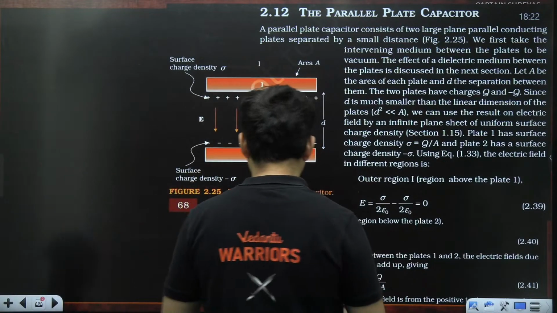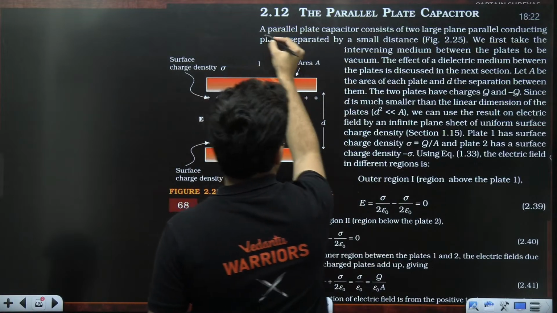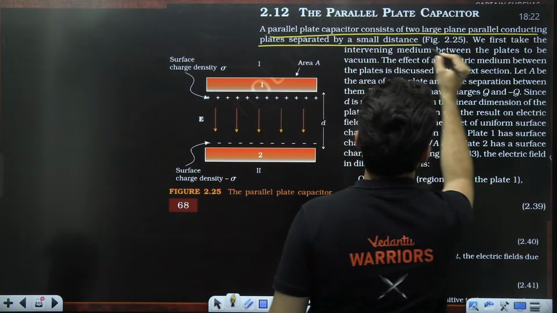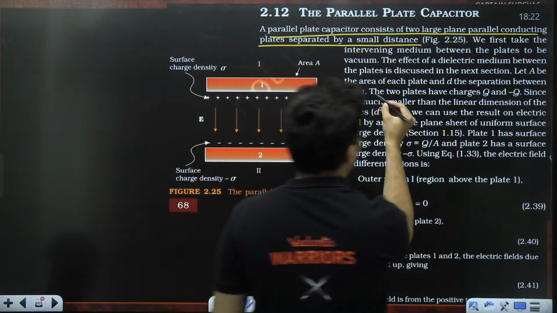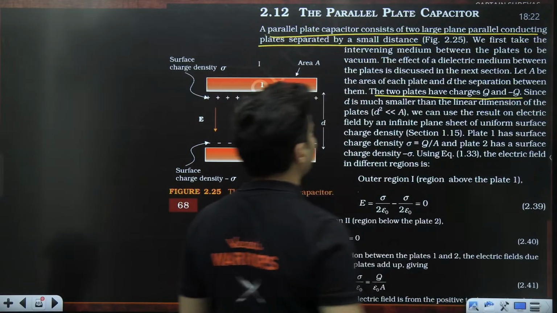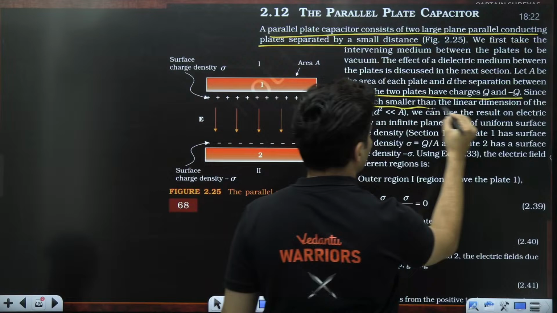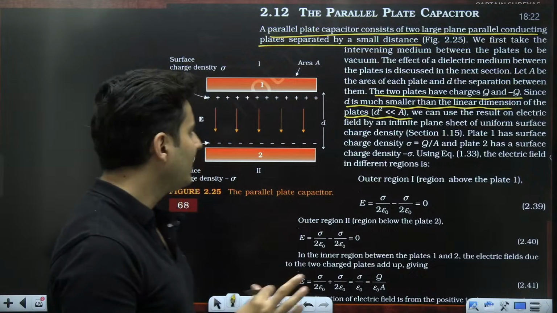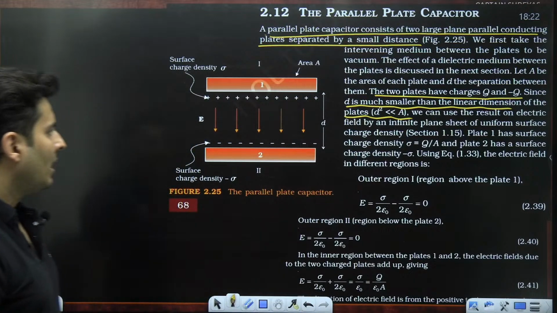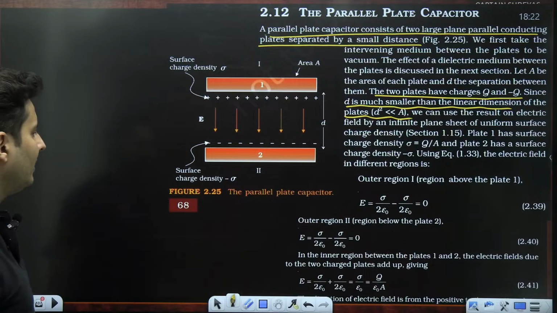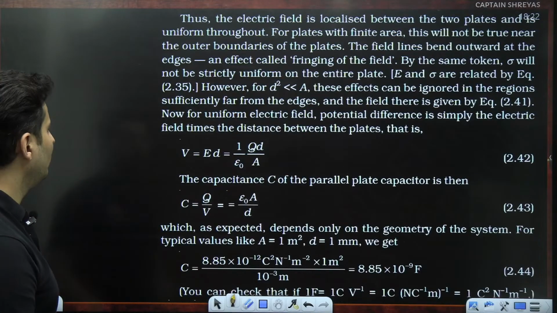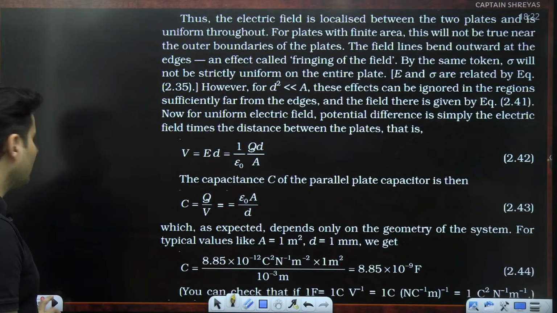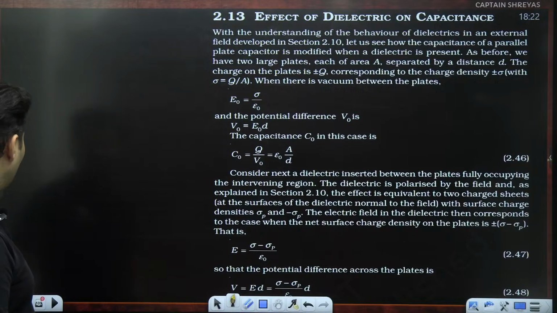That's what they have also mentioned over here. It's very obvious. A parallel plate capacitor consists of two conducting plates separated by some small distance. They have charges plus Q and minus Q, and the distance is much smaller than the area of the plates. So we can use that the electric field will be roughly constant around that region. And then they have calculated the field outside as well as inside, and from that they have calculated the value of the capacitance for that particular capacitor. Okay, and then we go to the effect of dielectric.